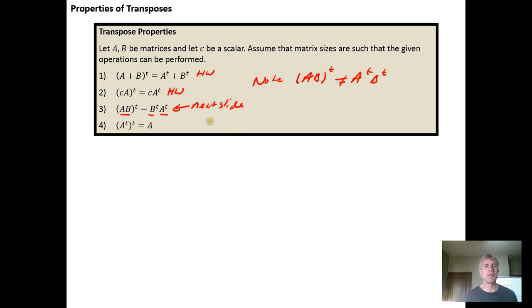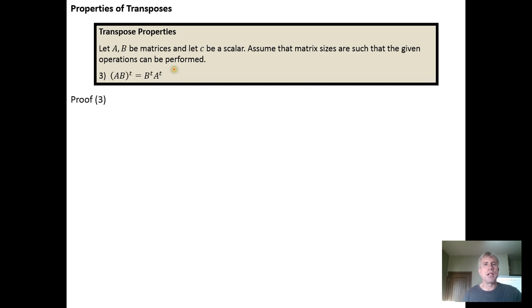And then the final property, which I think is kind of the most obvious of the properties, is that if you take the transpose of a transpose, you get the initial matrix back. And that makes sense. If we take the transpose of A, the rows become the columns and the columns become the rows, and when we transpose again, it converts it back into its original form.